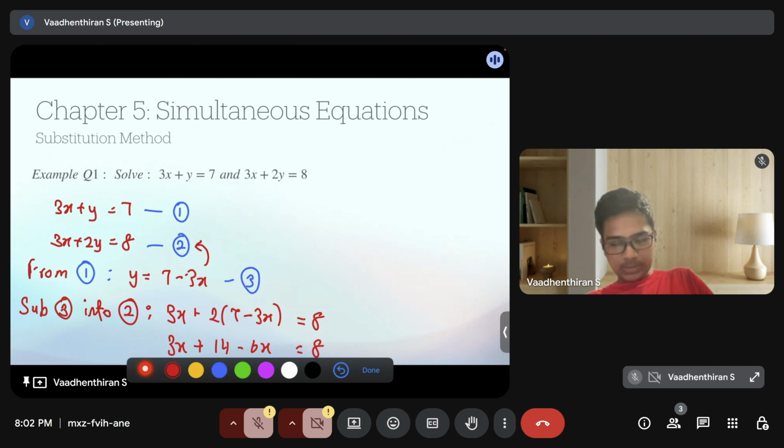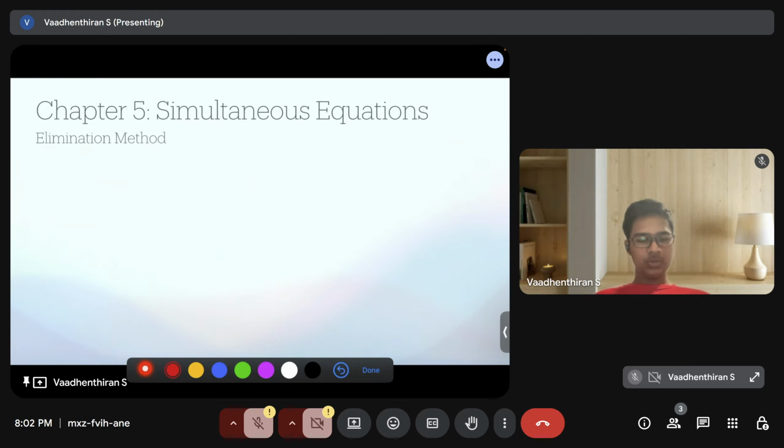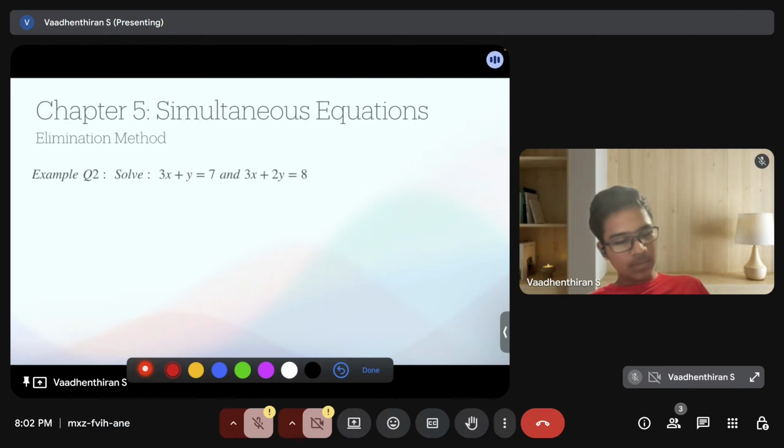Now you can see that negative 3x equals 8 minus 14, which is negative 6, and x is equal to 2. So this is the substitution method. But there's another simpler way, which is the elimination method, which we'll see here. We are using the same equations here also.